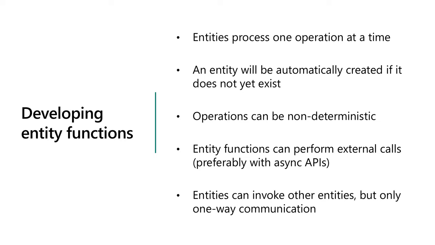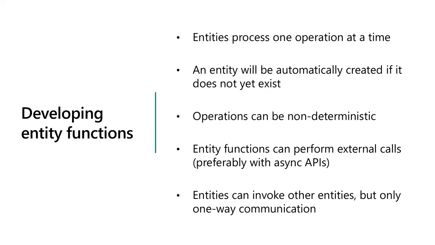Well, they process one thing at a time. This is part of how we deal with coordination and managing the state. Like we just talked about, if it doesn't exist, we'll create it. You do not have to follow all the things we outlined for orchestrators, though. These can be non-deterministic. They can make outbound calls. They can do pretty much anything an activity function would do. There's also an important property. While an entity can invoke other entities, it's one way. You cannot wait for a response from a secondary entity.